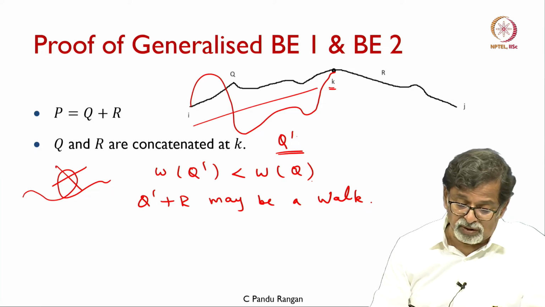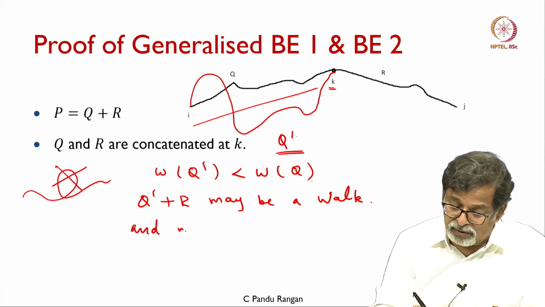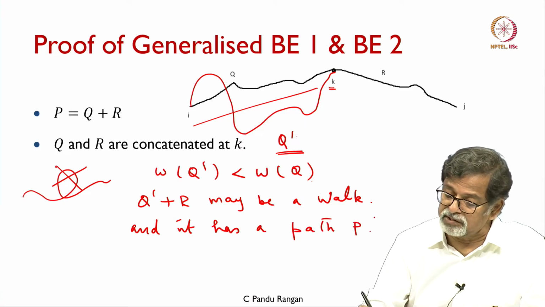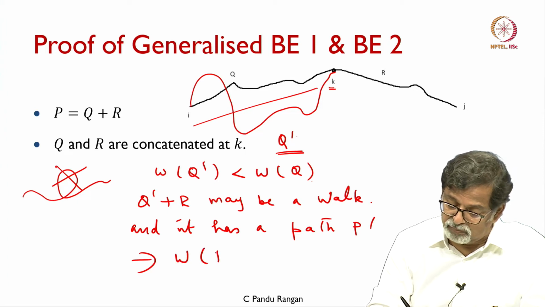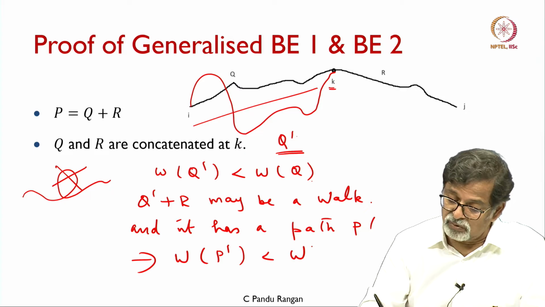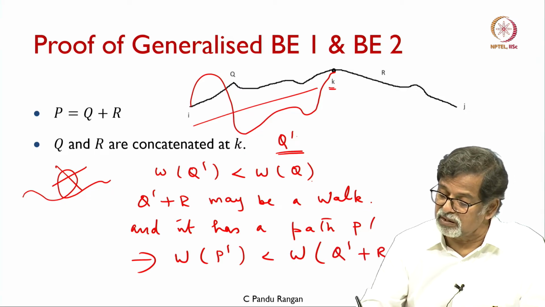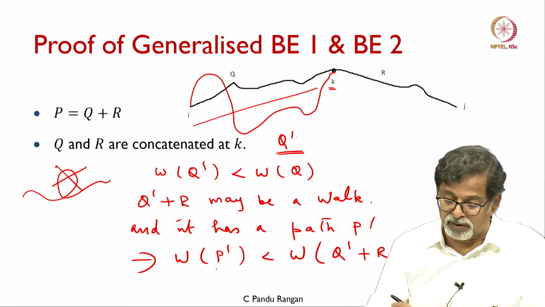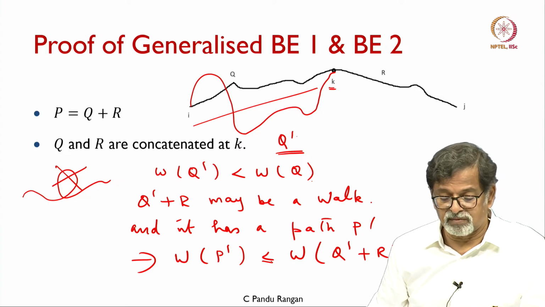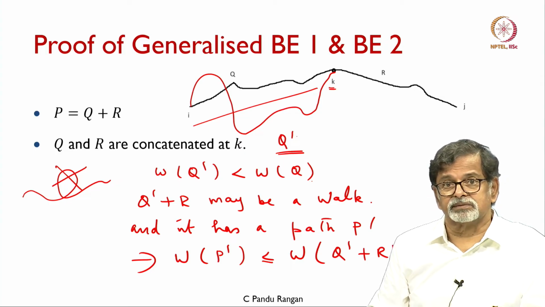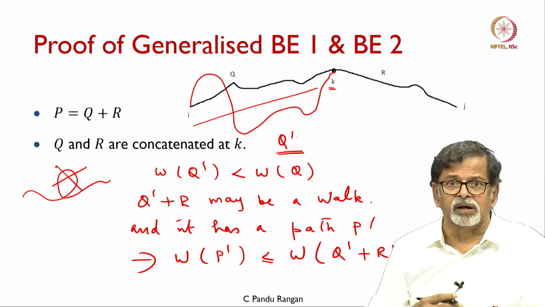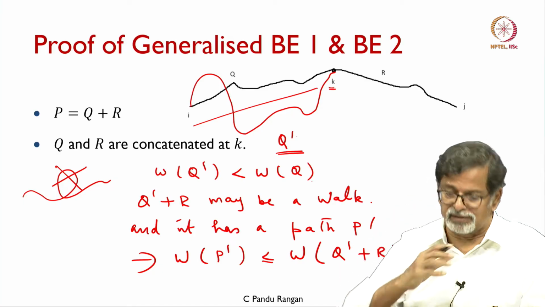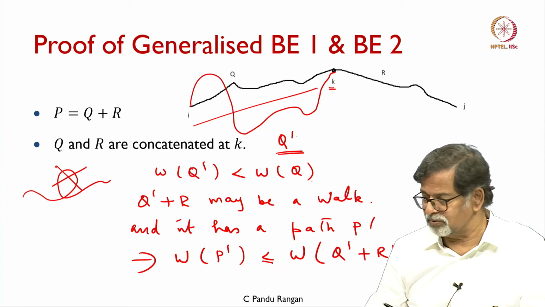So Q dash plus R may be a walk and it has a path P dash such that weight of P dash is less than or equal to weight of Q dash plus R. If the walk itself is a path, it will be equal. If the walk has cycles, you are going to remove the cycles and get a path with a smaller weight, therefore smaller than or equal to this.